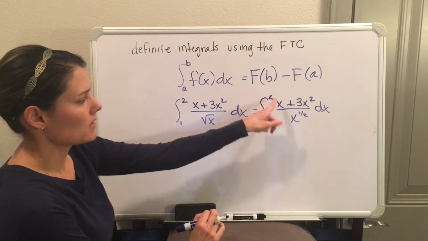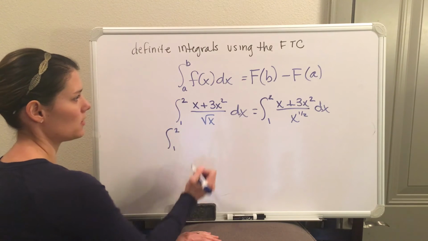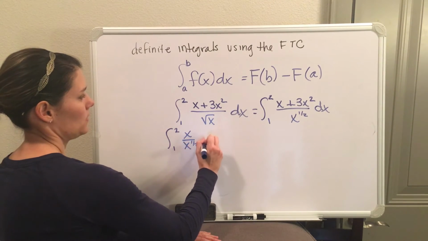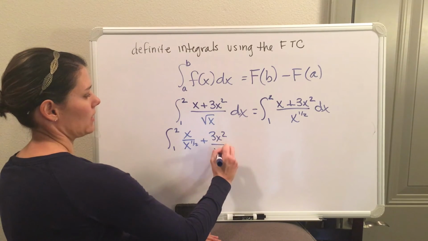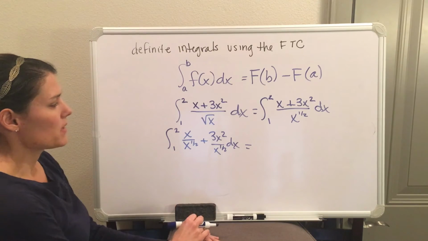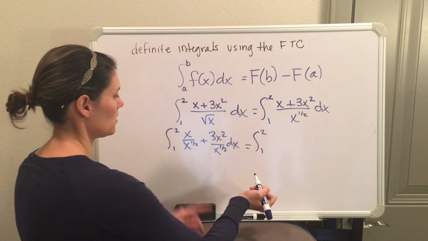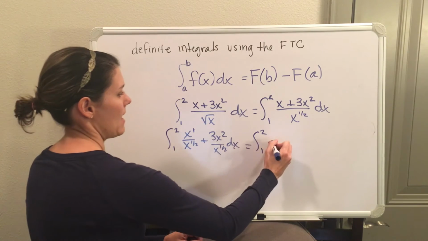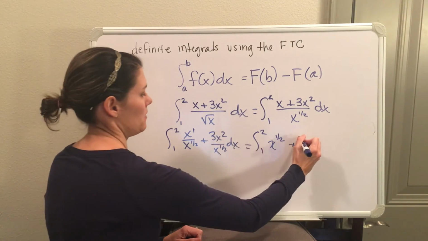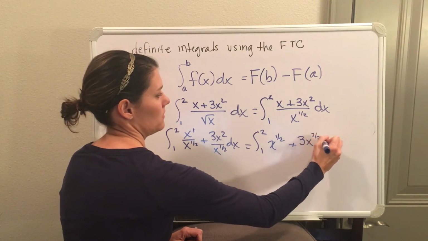And then after that, I can divide out the x to the 1/2. So I have the antiderivative from 1 to 2, x over x to the 1/2, plus 3x squared over x to the 1/2. And then when you divide by the same base, you subtract the powers. So now I have the antiderivative from 1 to 2. 1 minus 1/2 is 1/2. 2 minus 1/2 is 1.5 or 3/2.